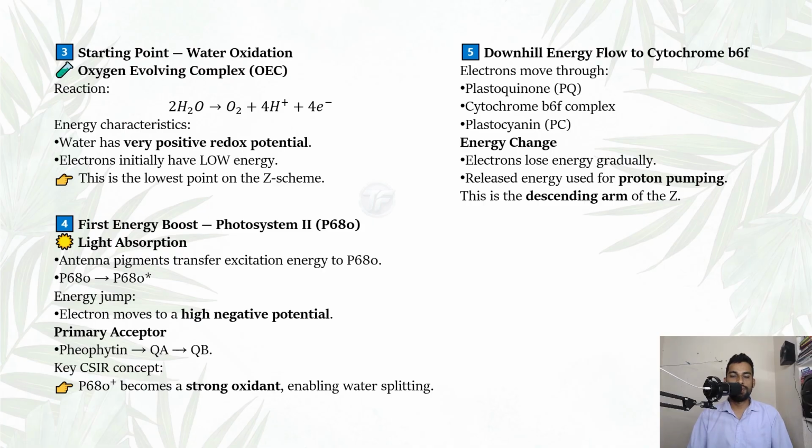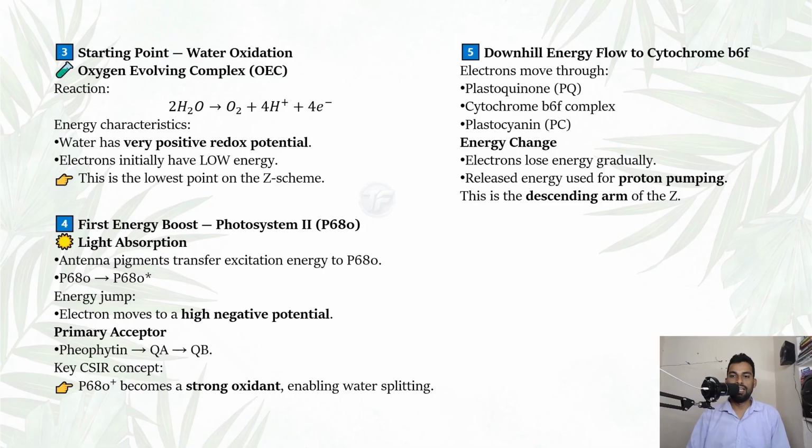Fourth point, first energy boost. It happens in PS2. The P680 photosystem gets excited here. Here electrons move to a higher negative potential. The first electron acceptor is pheophytin. Electrons move to quinone A and then quinone B. After P680 loses electrons, it becomes P680 plus. So it needs electrons now. Those electrons come from water.